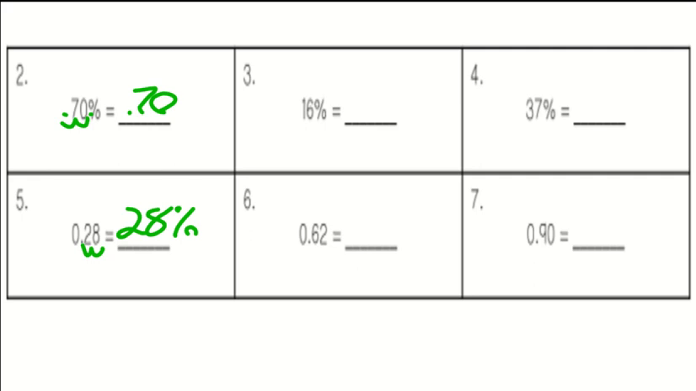Number 3, Lacey. 0.16, 16 hundredths. Number 4, Judah. 0.37, or again, 37 hundredths. Down here, number 6, Ford. 62%. Number 7, Robert. 90%.